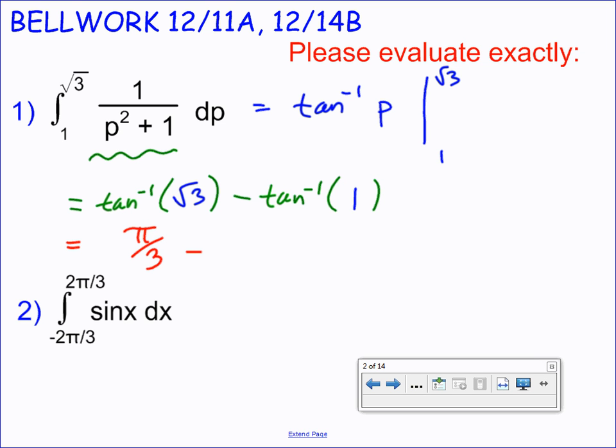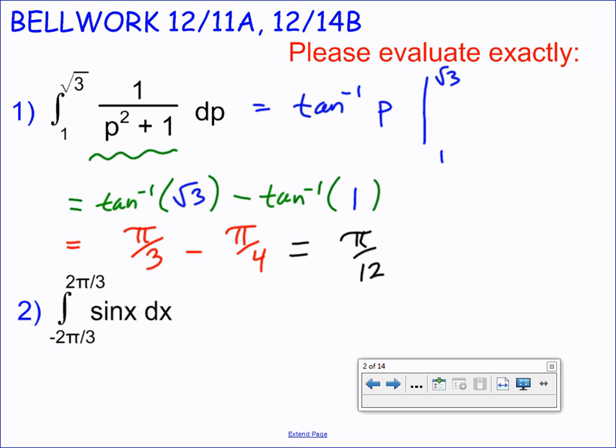Minus, and then the second one's easier. What angle has a value of tangent that is 1? Well, 45 degrees would correspond to pi over 4 radians. So it looks like pi over 3 minus pi over 4. And we're still going exactly. So we're doing a pretty good job. I know that pi over 3 minus pi over 4 looks like pi over 12, because this would be 4 pi over 12s, and this would be 3 pi over 12s, so that would be 1 pi over 12. So I'm thinking pi over 12 would be exact and algebraic.